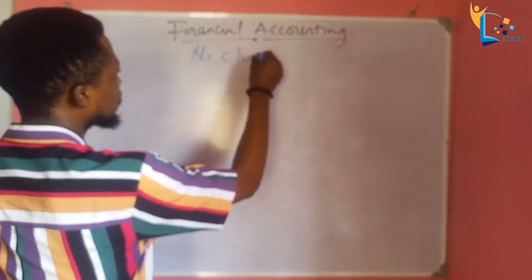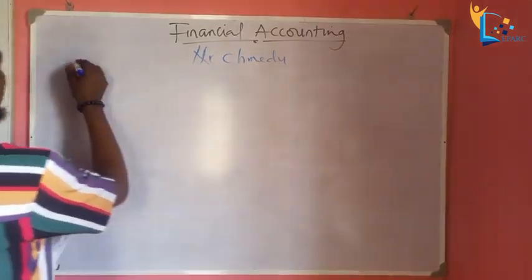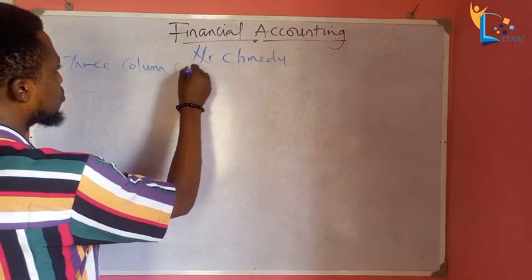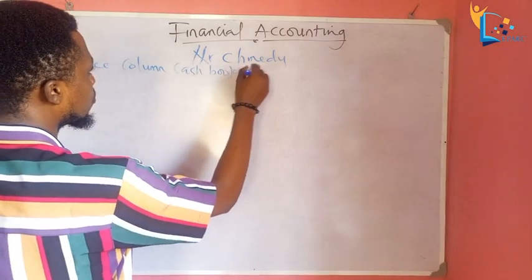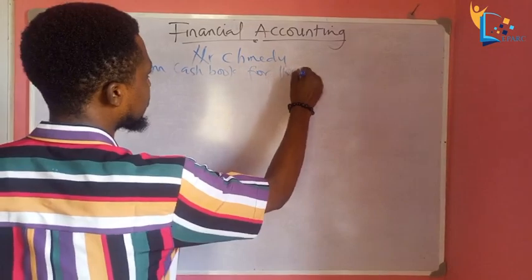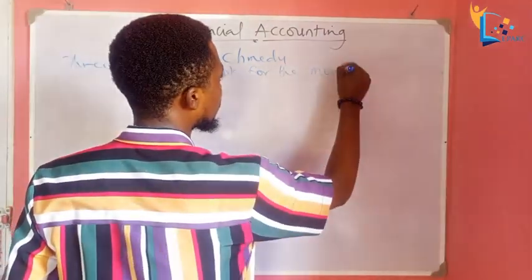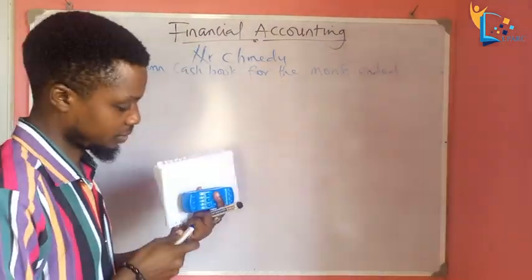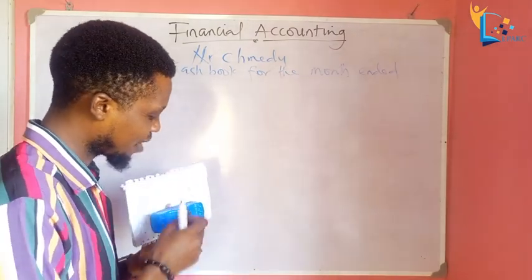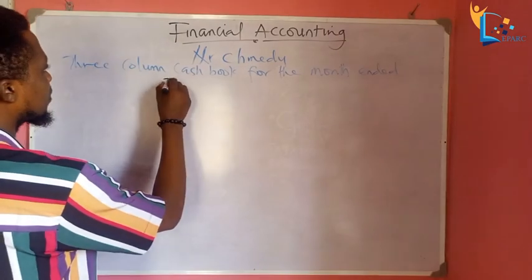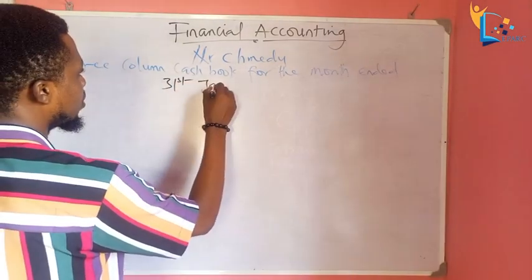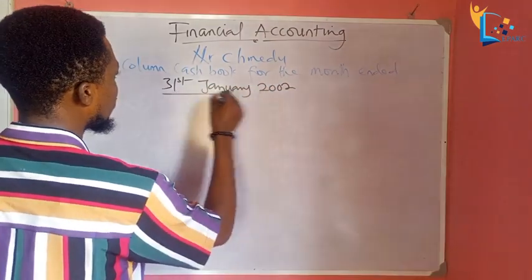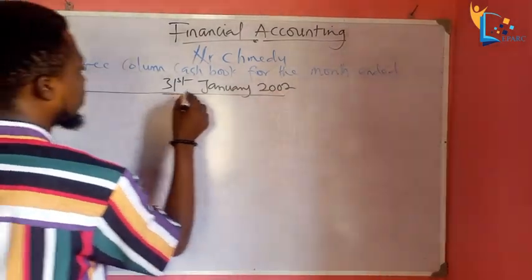Mr. Chinedu, 3-column cash book for the month ended 31st January 2002. This is how your heading should look.